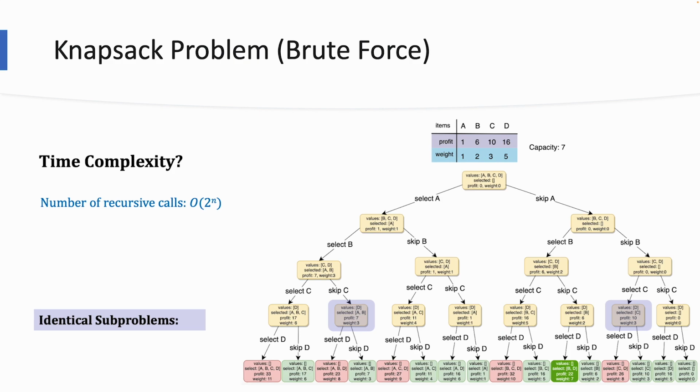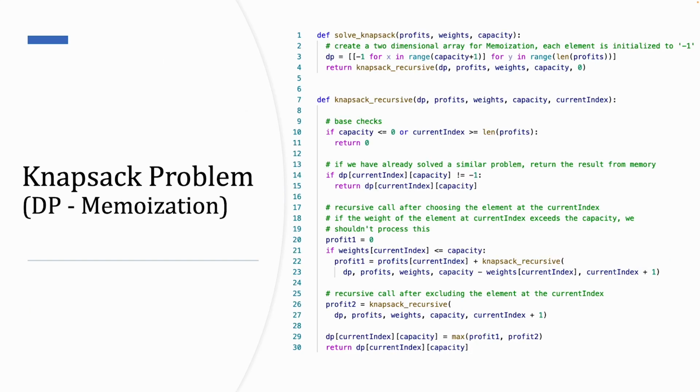Okay, now let me show you quickly how a memoized version of that brute force is going to work. First things first, we're going to create a 2-dimensional array for memoization, and each element will be initialized to -1. This is going to help us later down the road to identify unsolved subproblems. Then we deal with our base cases, and then we check: have we seen this problem before? Yes or no?